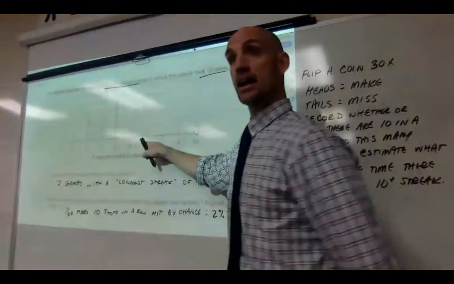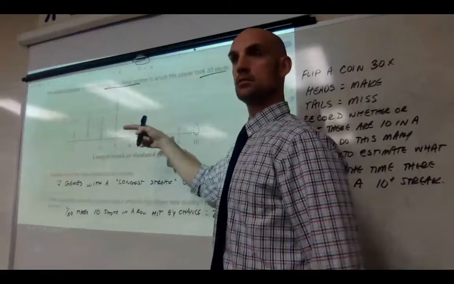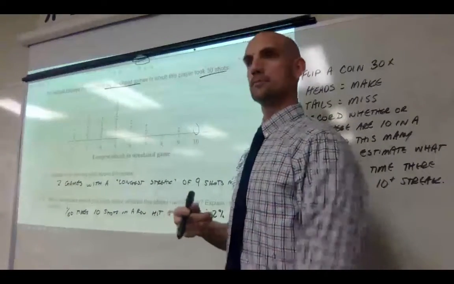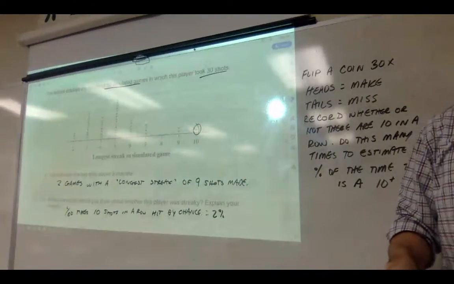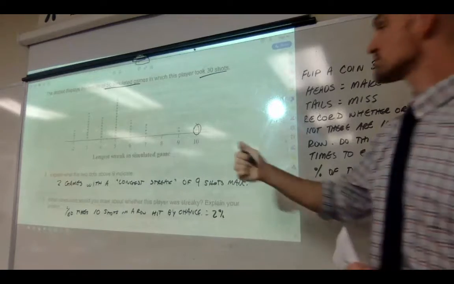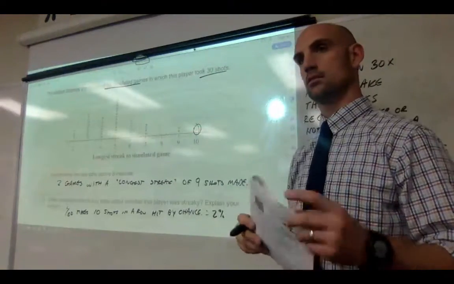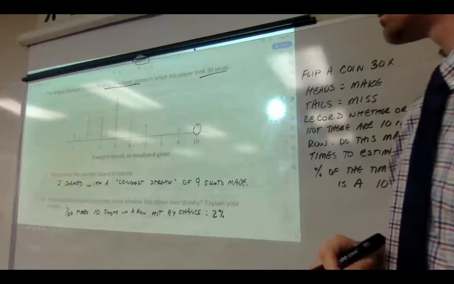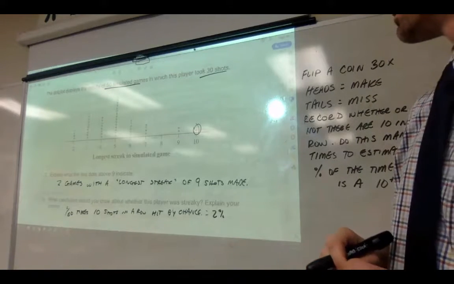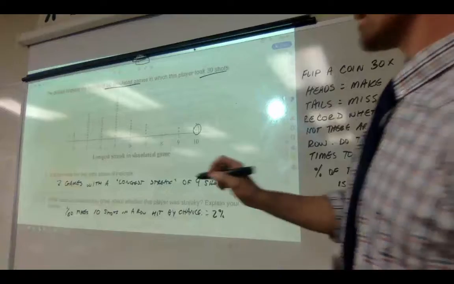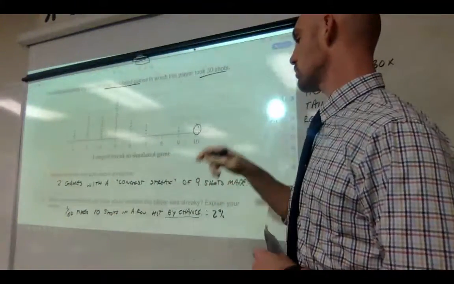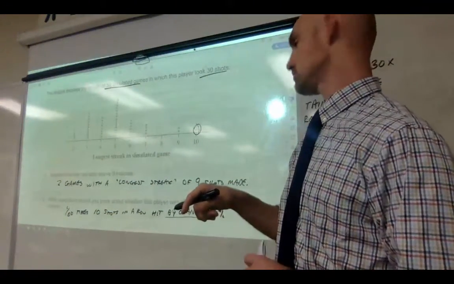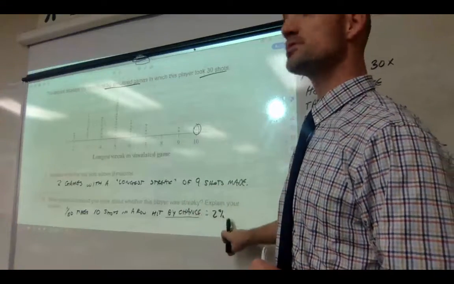Each dot, so there's 50 dots. That's 50 games where they did this 30 times. So this right here represents a time that they rolled the die, flipped the coin 30 times, and there was a stretch of 10 in a row in there. That's why this part is important. So 1 out of 50 times, 10 shots in a row was hit by chance. So 2% of the time.